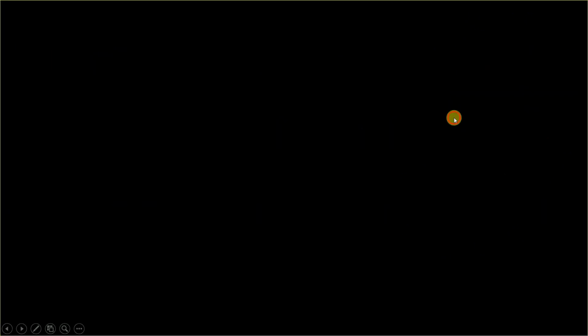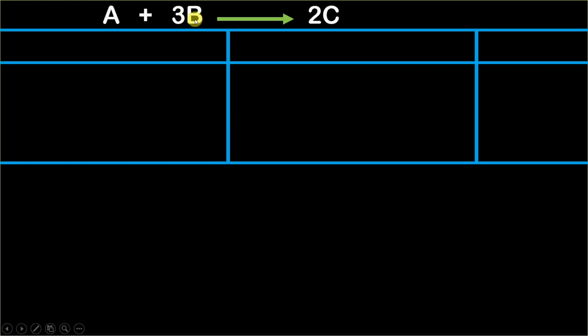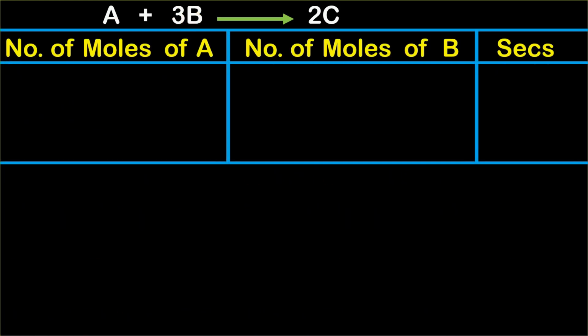So let us again consider this reaction, and first of all what we are going to do is find out the rate relation between the rate of A and the rate of B. For that, I'm going to draw three columns over here. In the first column we will have the number of moles of A, in the second column the number of moles of B, and in the third column seconds. Now we are going to understand with the help of an example.